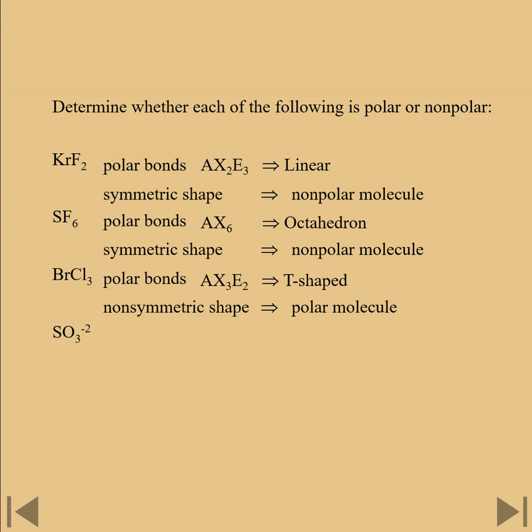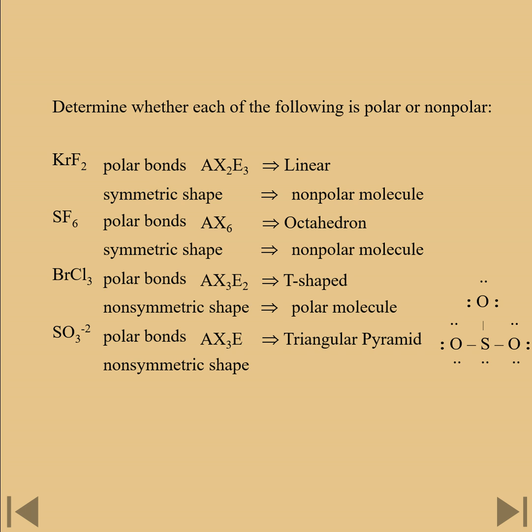Okay, for the sulfide ion, I do see polar bonds, and I suspect, and I hope you suspect, resonance. So I need to draw one. Drawing one, I see I have an AX3E geometry. This is one of those with electron pairs. That's not an AX2E3 or AX4E2, so it's not one of our 2 symmetric. It's a triangular pyramid shape, which is asymmetric, and hence the sulfide ion is polar.